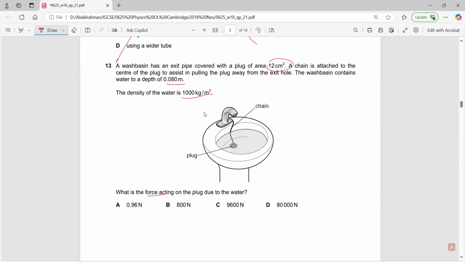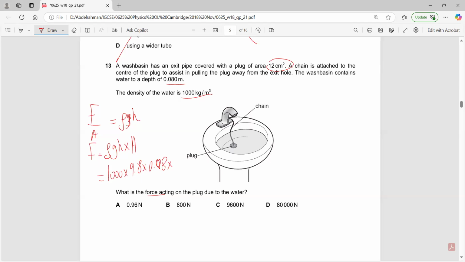Force, density, pressure. So we can use both equations of the pressure: force over area. Pressure equals force over area, which is equal to rho g h, density times g times h. To find the force, all you need to do is rho g h times the area. You have the density 1000, you have g 9.8, the height 0.8, and then you have the area, which is 12 centimeters squared.